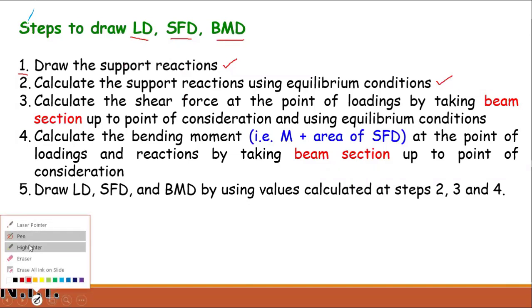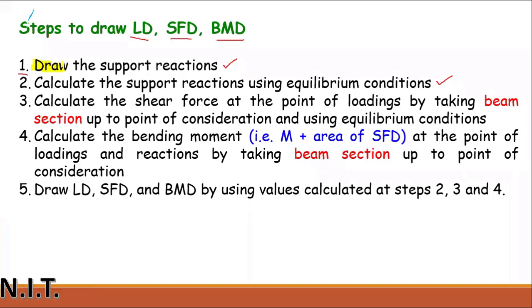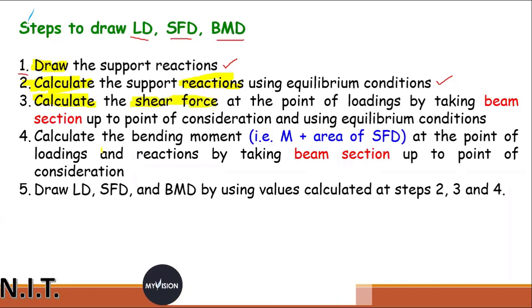You need to draw the reactions, and then calculate the values of those reactions by using equilibrium conditions, and then calculate the shear force at the point of loading by taking the beam section up to the point of concentration and using the equilibrium condition. So in the third step, you can calculate the shear force, and in the fourth step, calculate the bending moment.